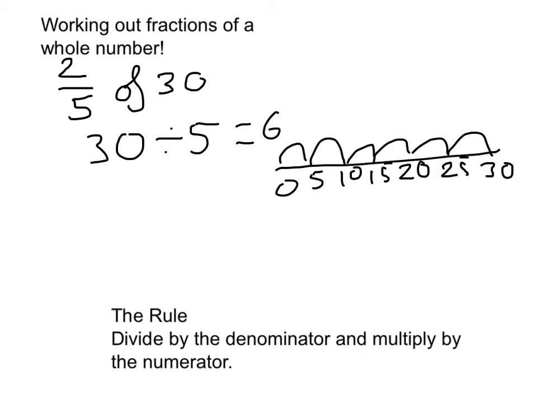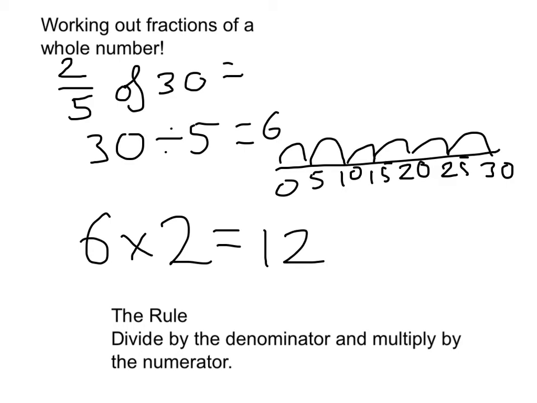I'm now going to take that answer 6 and multiply it by my numerator. So I'm going to do 6 times 2. And 6 times 2 equals 12. And that is our answer. So 2/5 of 30 is 12. And I work that out by simply dividing by our denominator and multiplying by our numerator.